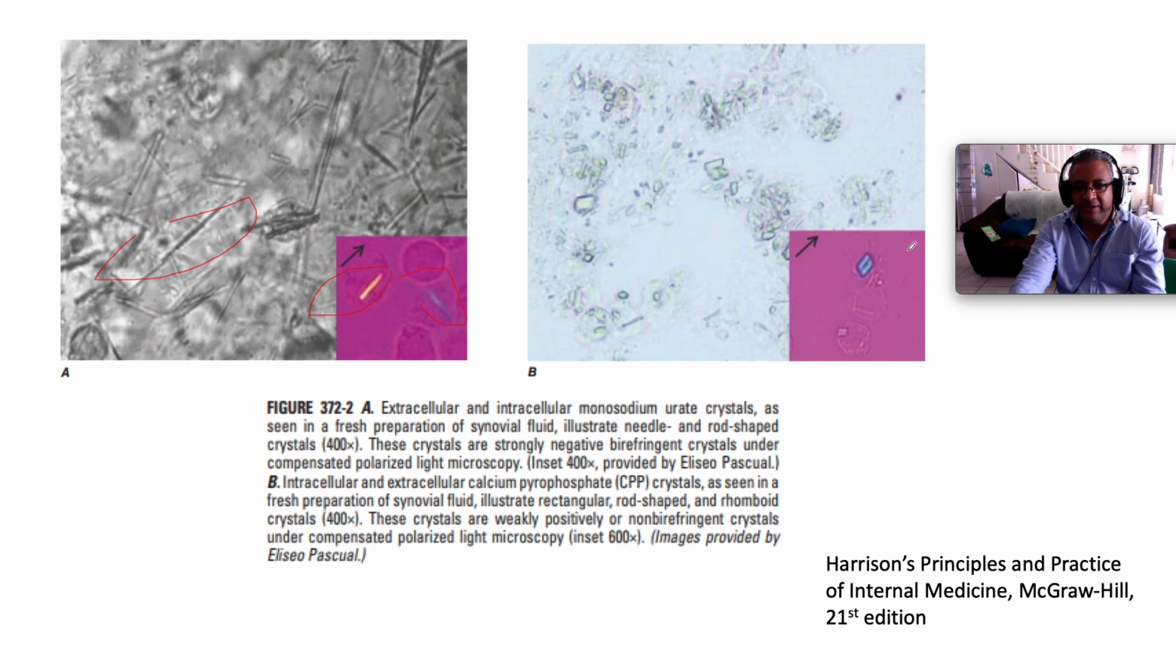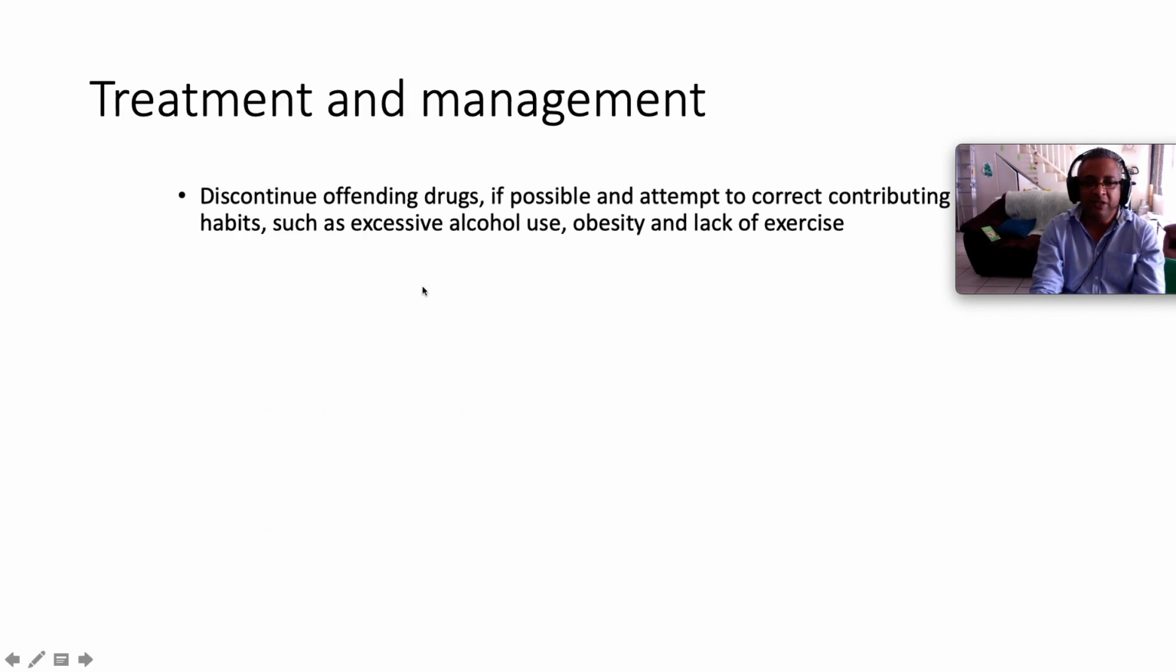And here we see pseudogout. So as opposed to being in picture B being pseudogout, because there's rhomboid-shaped positively birefringent crystals as opposed to negatively birefringent needle-shaped crystals in gout. Thank you so much. Okay, guys.